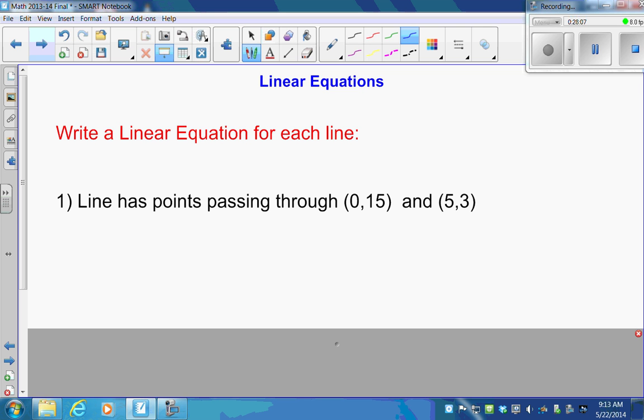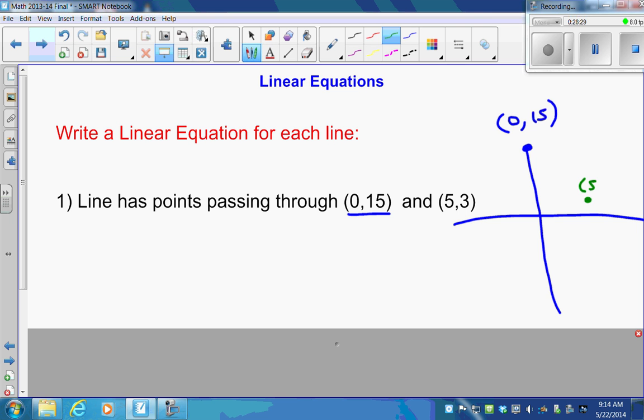All right, so I'm going to draw a very rough graph. Very rough. So my first point is over 0 and up 15. Let's put that right there. This is 0, 15. My second point is over 5. 1, 2, 3, 4, 5, up 3. 1, 2, 3. We'll put it right there. So over 5, up 3. And that's on a line.